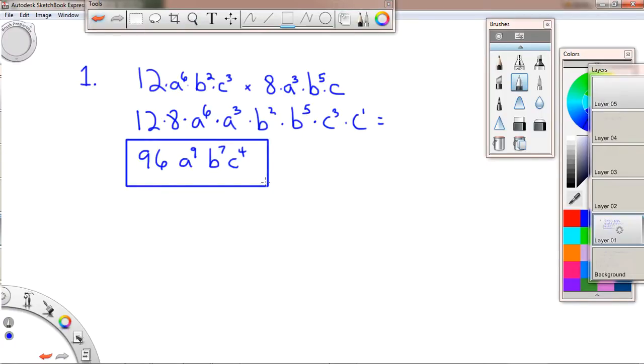That's our final answer. Basically what I did is I went through and multiplied the 12 times the 8, the A to the 6th times the A to the 3rd, and you don't even need to write this step. This is just what's going on in my head. Okay, so that's how you approach problems like this. All right, let's move on to the next one.